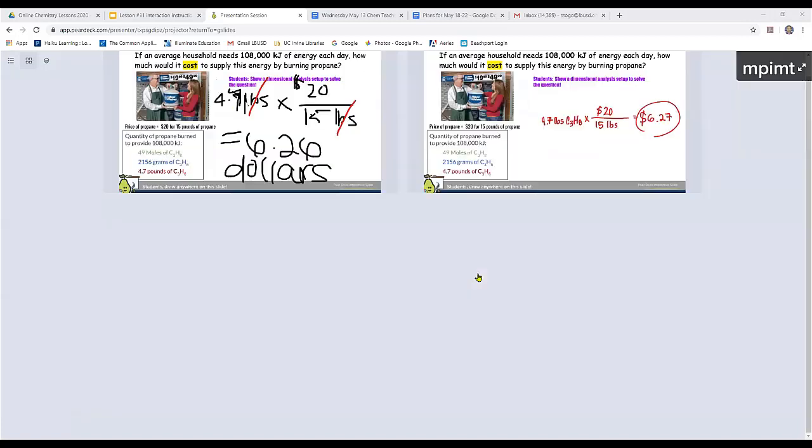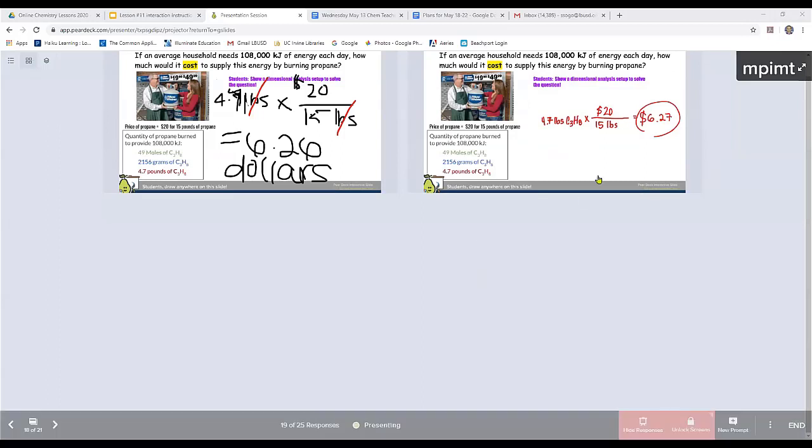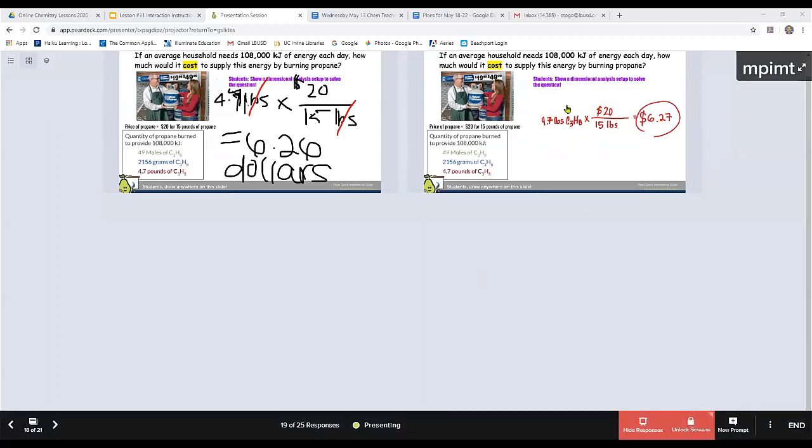Maybe this is a good example too. This one, the red one here, is great, except it should have the slashes showing that pounds cancel pounds. That's how you know it's correct. Pounds cancels pounds.